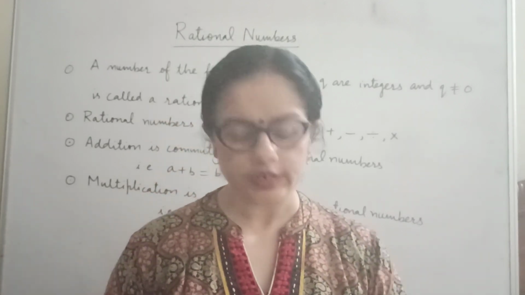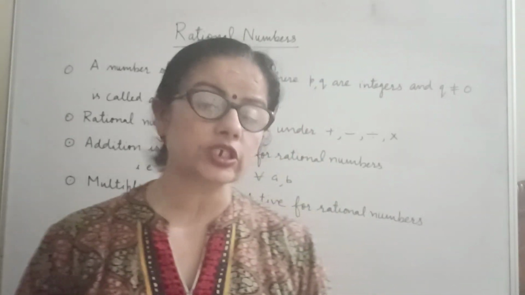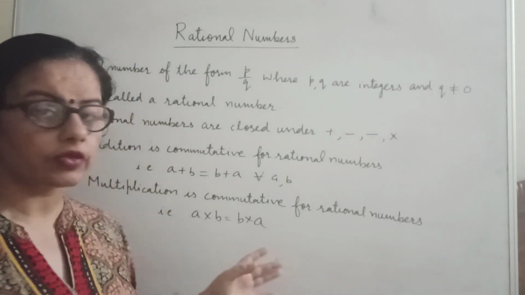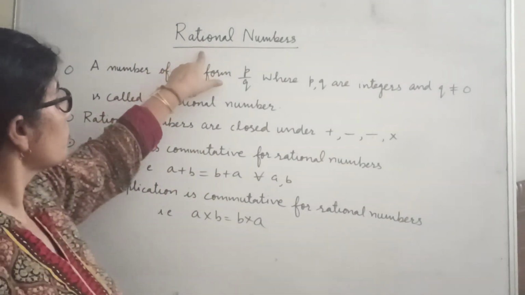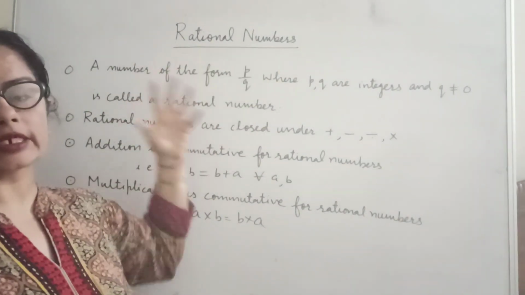That is the first chapter I am starting now. Our first chapter is rational numbers. First I am telling you the summary of the chapter. The name of the chapter is rational numbers. So what is a rational number?